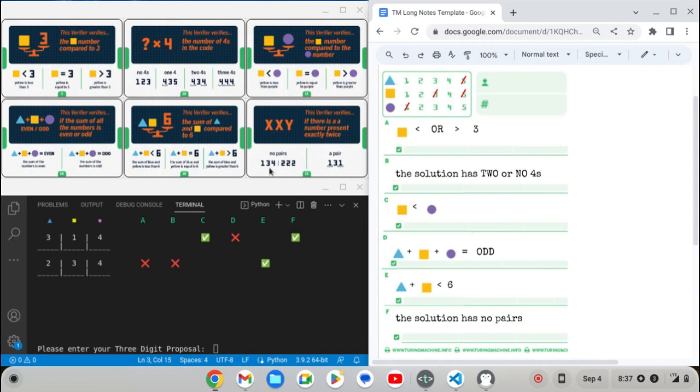I think I probably should have. Okay, so I think it's safe to deduce that you don't have any 4s, right? You can't have 2 because there are no pairs. So yeah, solution has no 4s.